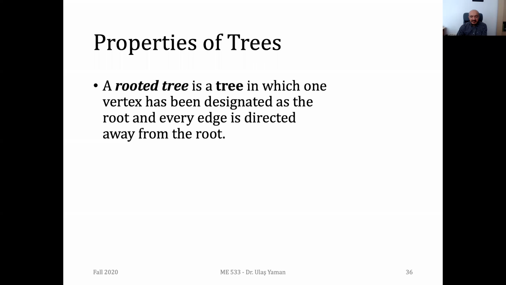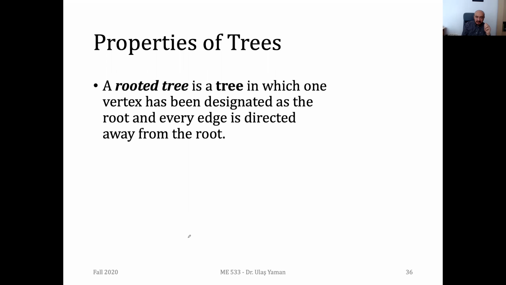Now we will discuss some properties of trees. We'll start from basic ones and then go into some details. And the first one is about the rooted trees. Obviously, rooted is a tree. The thing is that it should have a root.